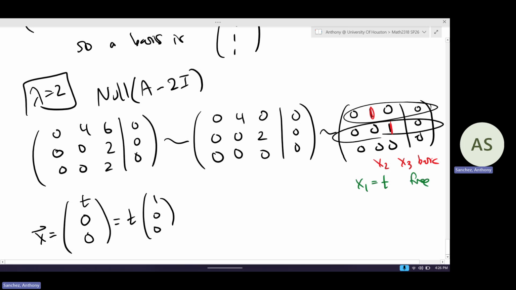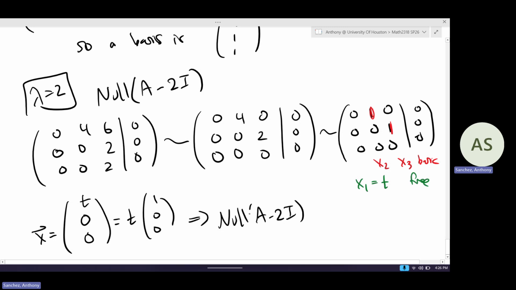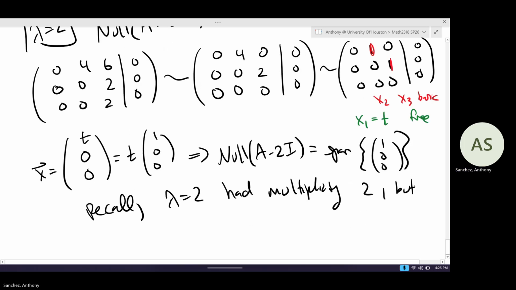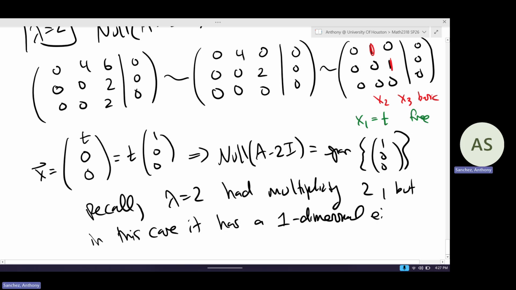Let me go ahead and clean this up. And so this tells me that the null space of A minus 2I is just spanned by this single vector, 1, 0, 0. So recall that lambda equal to 2 had multiplicity 2. But in this case, it has a one-dimensional eigenspace.